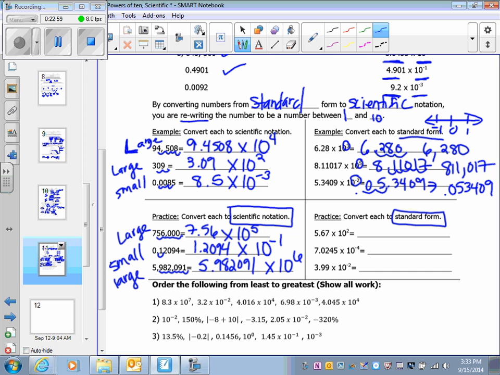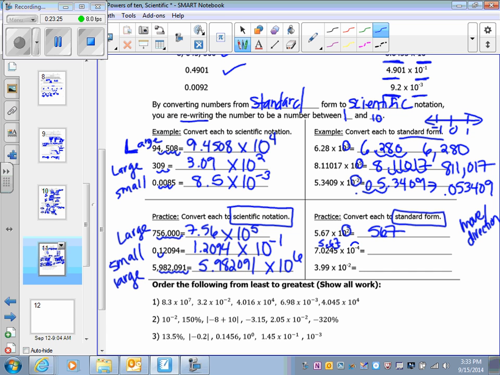Okay, in this next section, you are converting to standard form. So you're using the exponent. Remember, the exponent tells you how many times to move and in what direction. It does not tell you how many zeros to add. Again, that only works for your powers of 10. So I'm going to move twice to the right. So that number is 567.